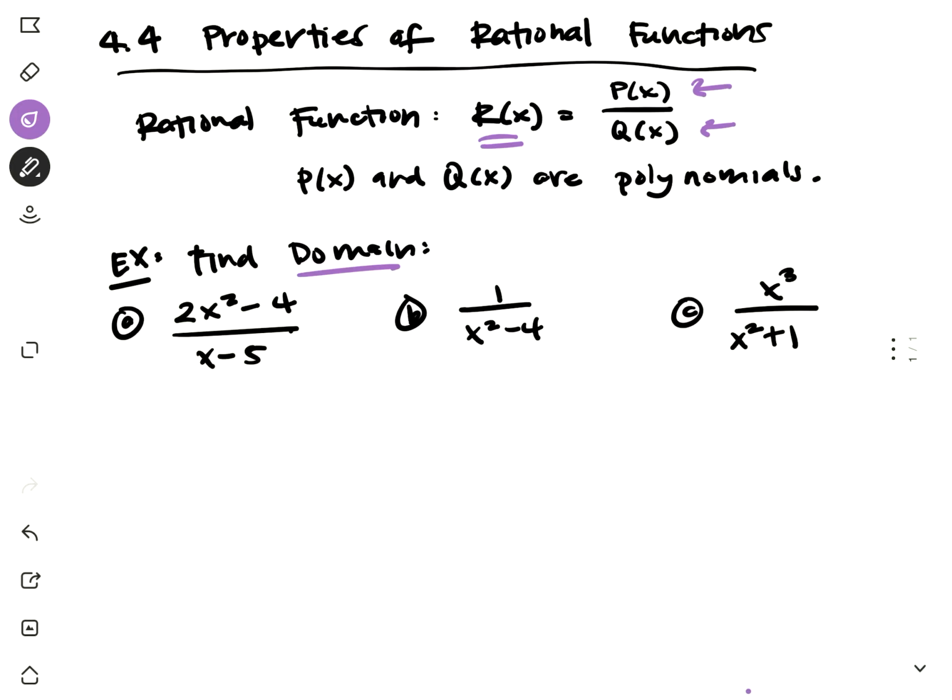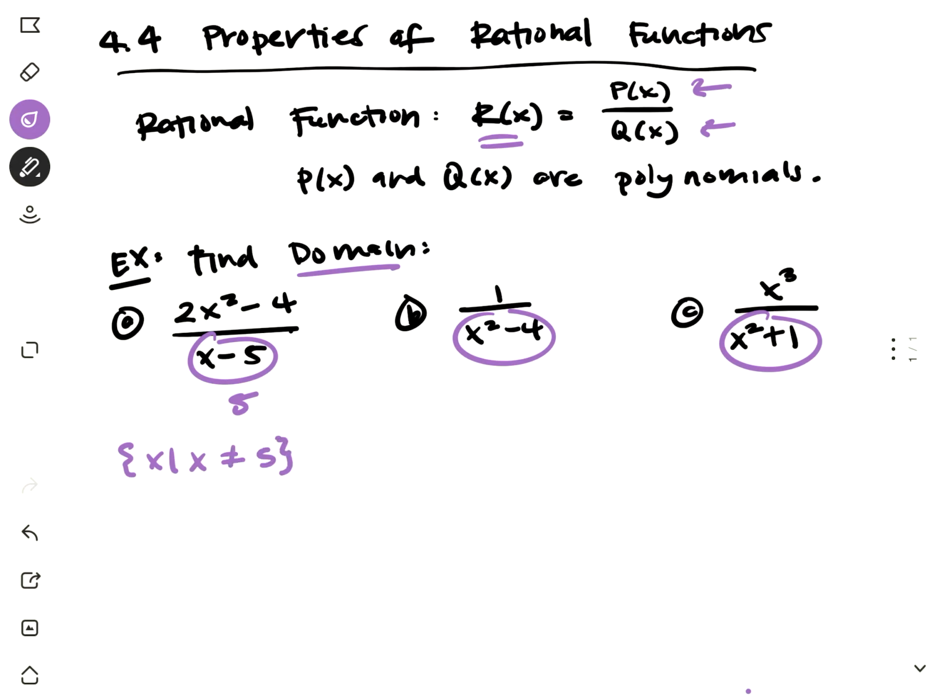We practiced it earlier. But the thing that we're looking at for domain is what would make the denominator 0. And that would be our domain restriction. So the first one is pretty easy. What minus 5 is equal to 0? Well, then that would be 5, right? So we have to say for our domain x such that x is not equal to 5.